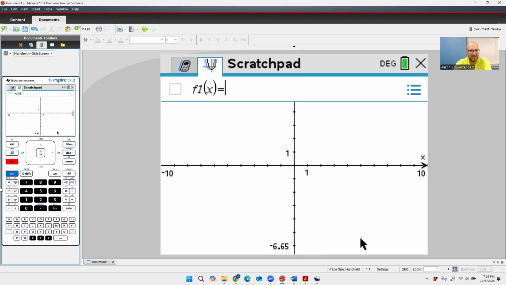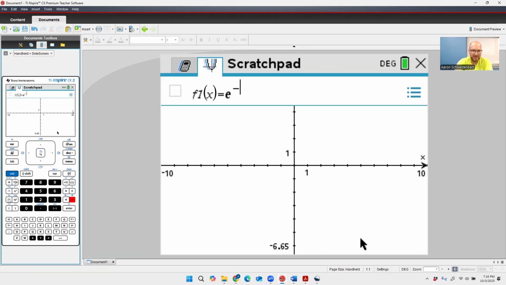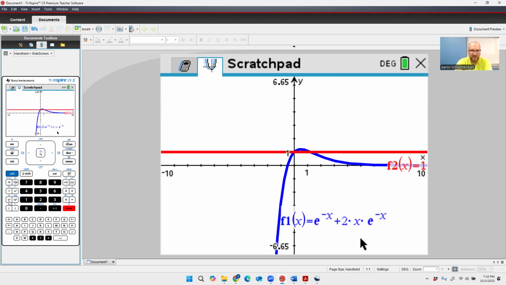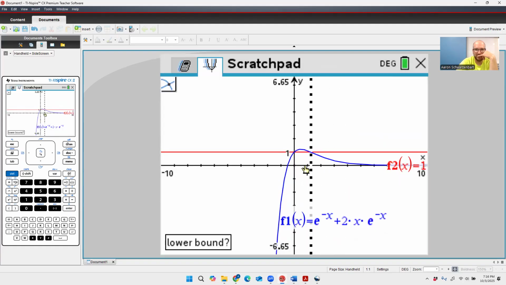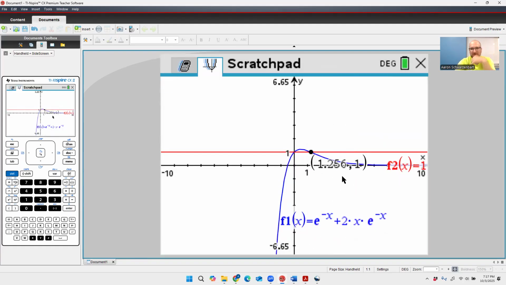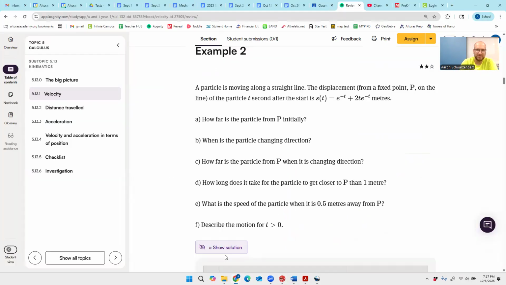Now this was e to the negative x plus 2x e to the negative x. So that's my function. I'm just going to make this 1 here. And it starts at 1. It wants to know how long it takes to get back to 1. So I'm going to find the intersection of these two. 1.256, or 1.26 to 3 significant digits.